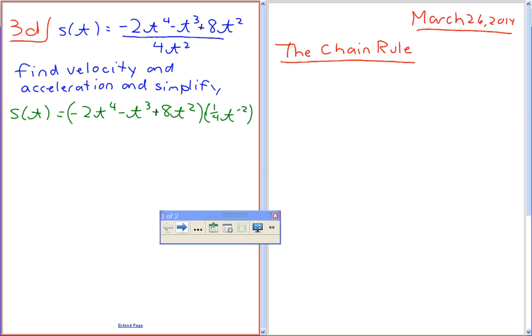Take it away, please. Okay, so that's going to turn into S prime of t equals negative 2t to the 4 minus t cubed plus 8t squared times, that's going to be 1/2 t. Negative 1/2 t, yes.